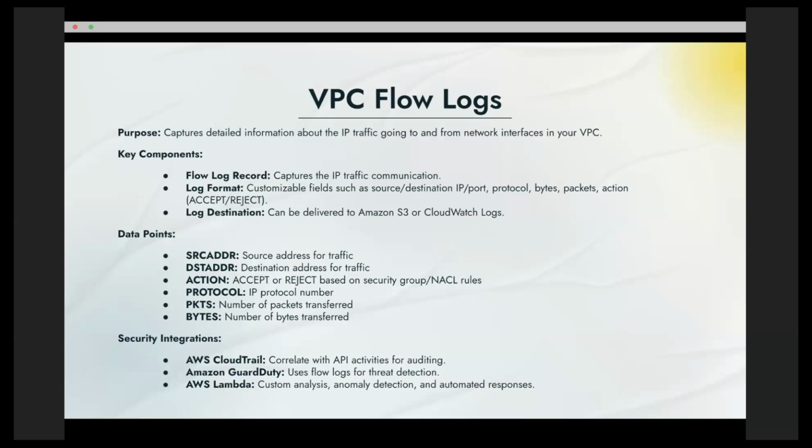So what you can do is correlate the VPC Flow Logs with the CloudTrail logs to understand the complete incident. GuardDuty, which is an out-of-the-box threat detection service by AWS, also consumes VPC Flow Logs for threat detection. And as always, you can configure Lambda actions on top of VPC Flow Logs for automated response.